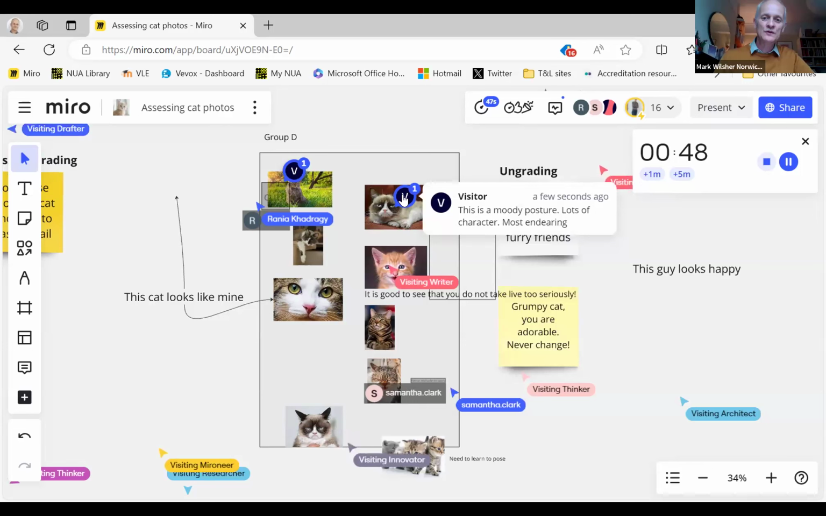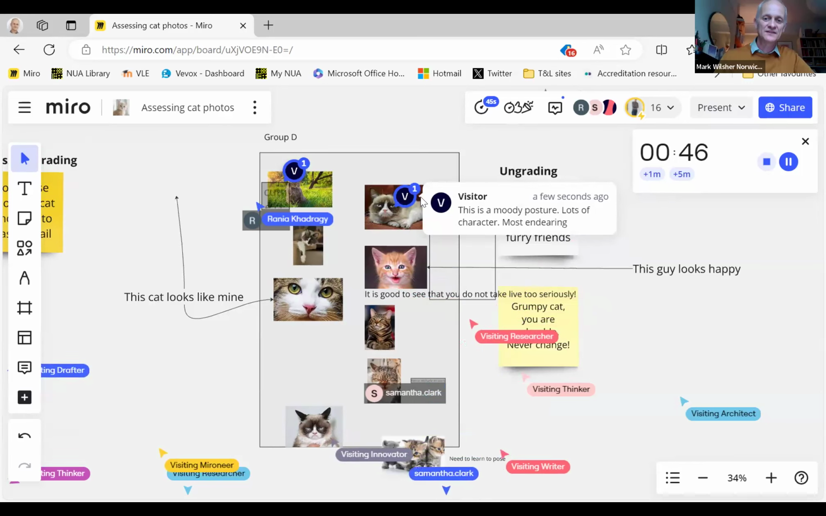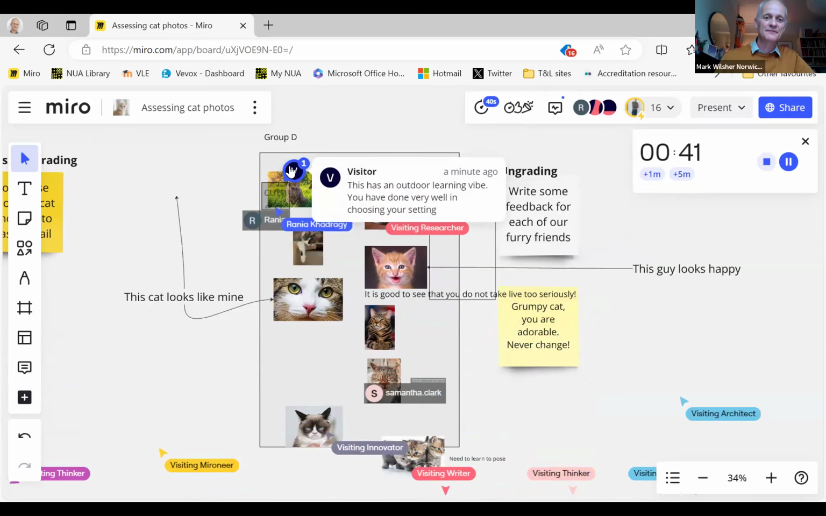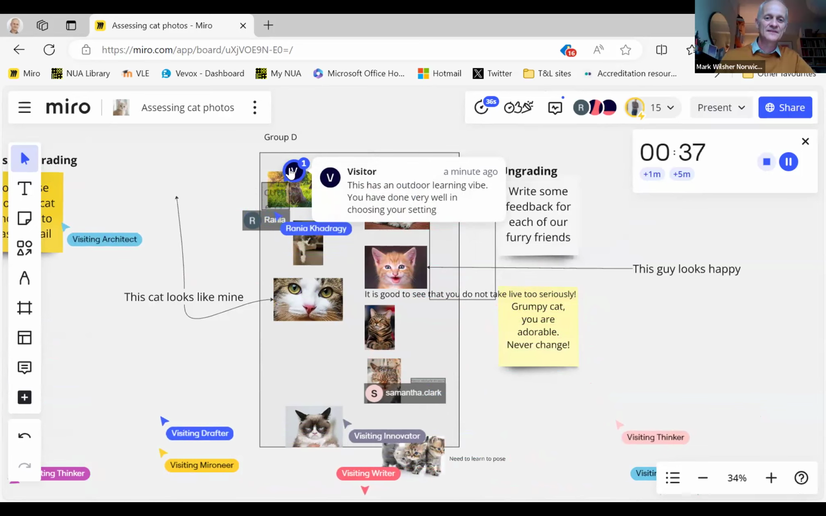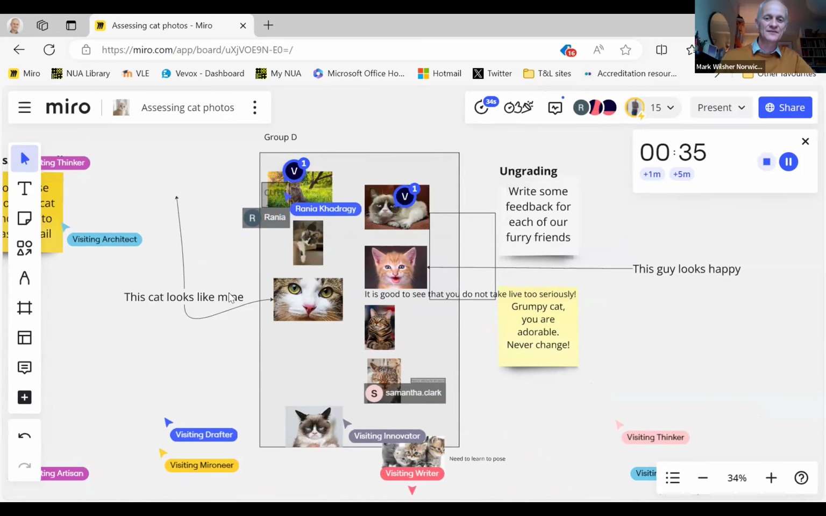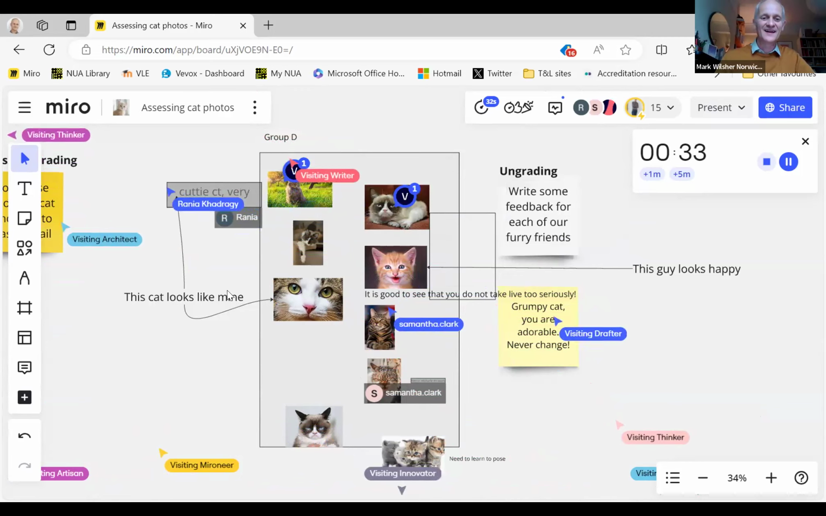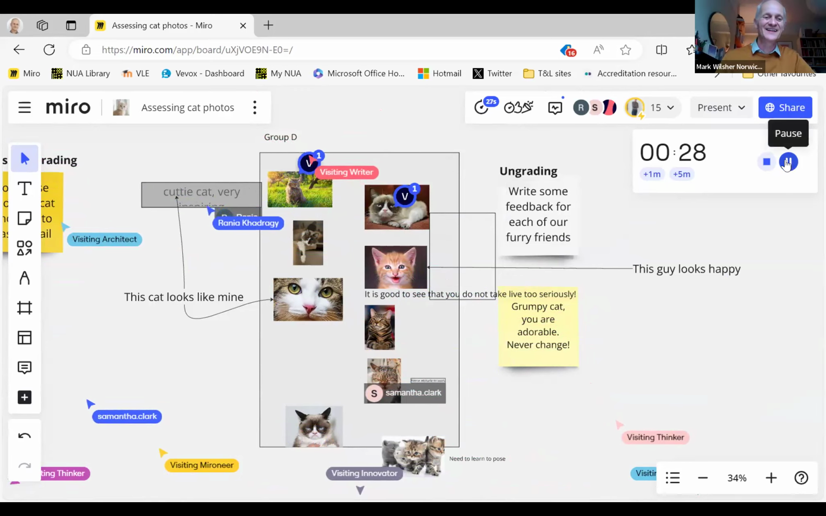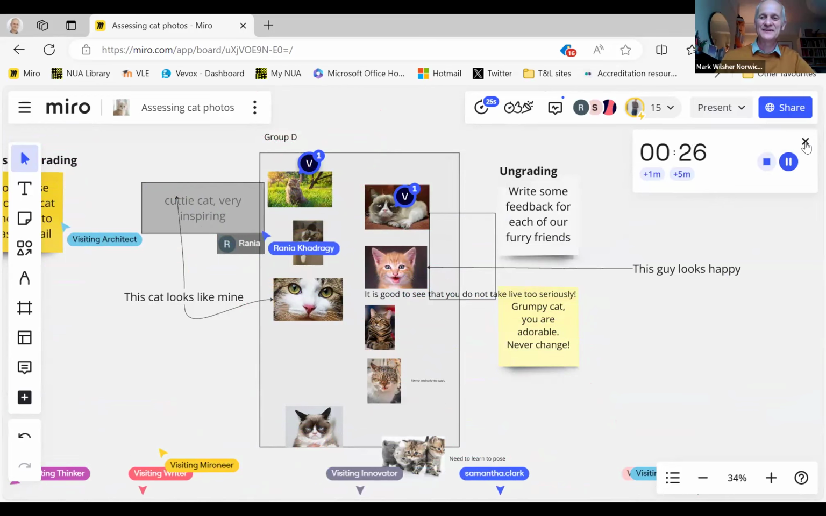I've got a few comments here. This is a moody posture, lots of character. Most endearing, yes. This has an outdoor learning vibe. Fantastic. Situated learning, always a good thing. Done very well in choosing your setting. Marvelous. Okay, I think we'll call that a day there. I'm going to cut the timer off, or maybe I'll just let it play out. Feel free to add things.